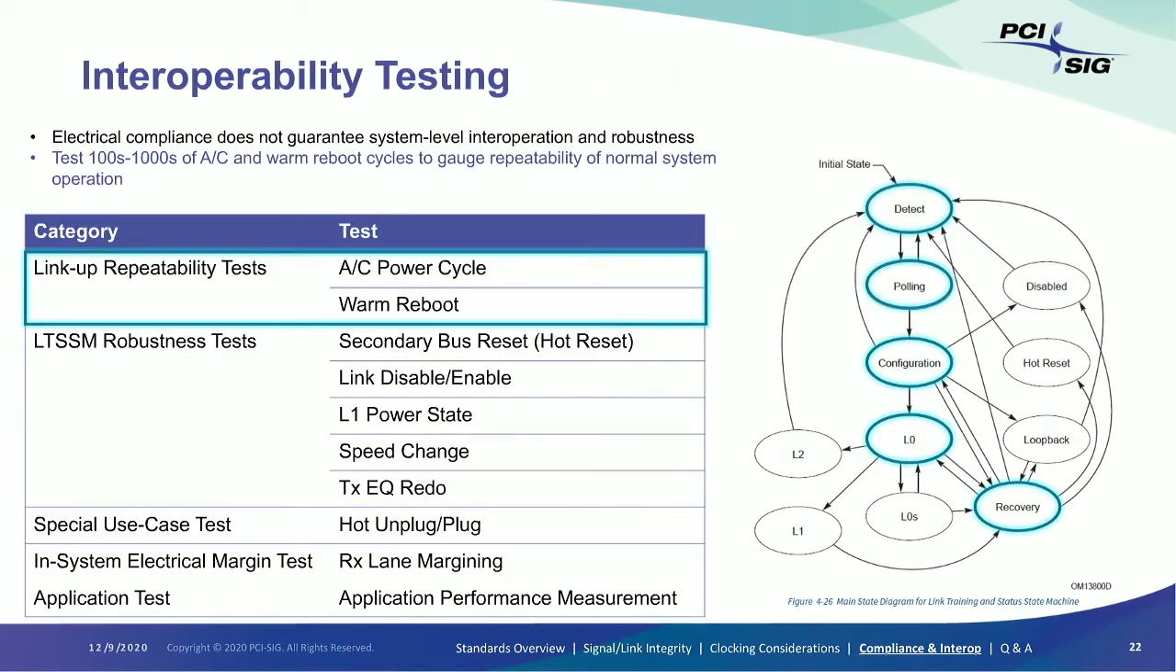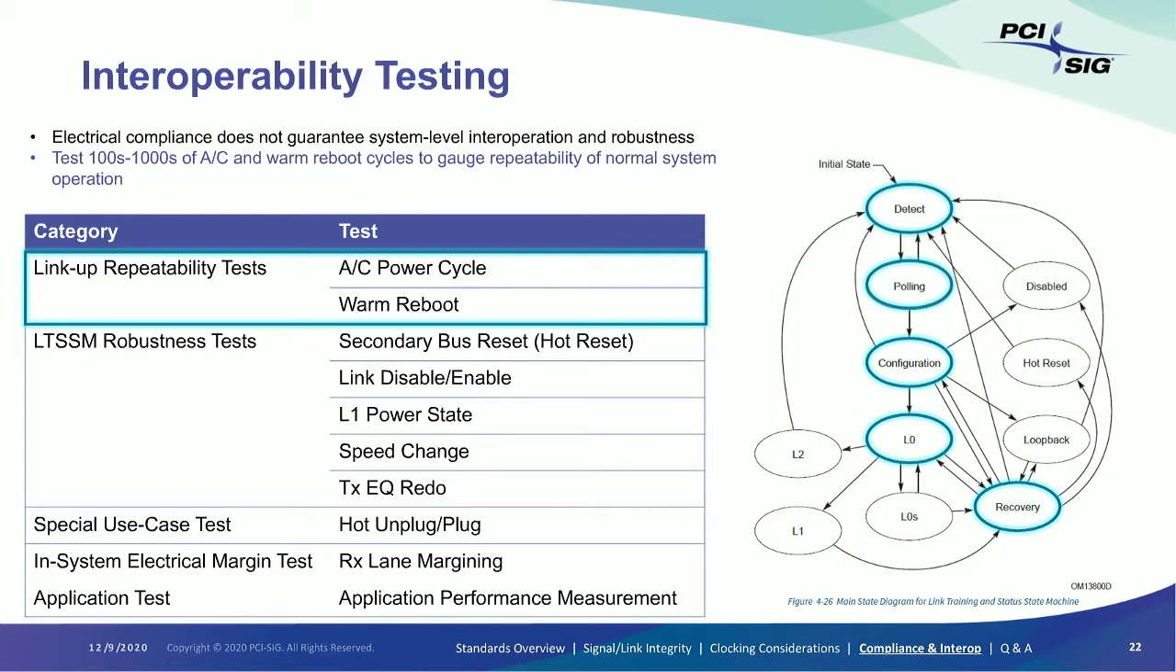Transitioning now to interoperability testing, what we have here is, I would say, an example methodology for system-level interoperability testing. As folks are implementing these, they'll see that electrical compliance doesn't guarantee system-level interoperation and robustness. If you take a look at some of the common industry practices, a few categories of interoperability tests come out that are routinely employed. And what we'll show in the next few slides is those approximate categories and the states in the LTSSM that those types of tests are exercising.